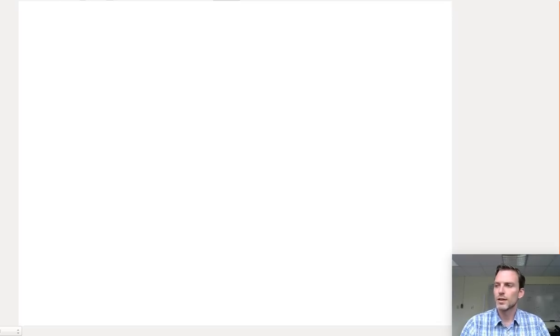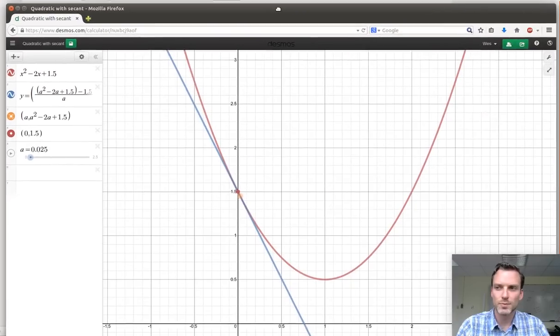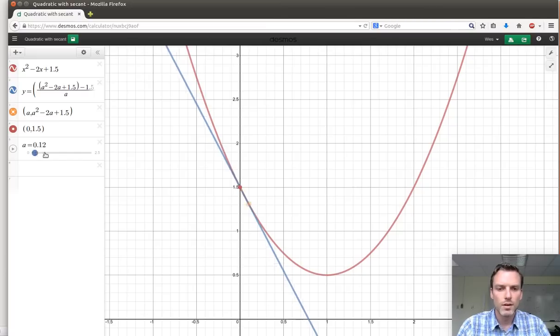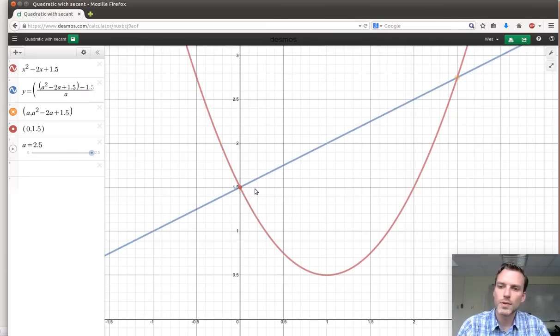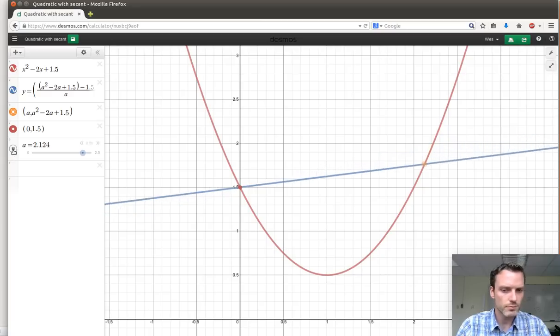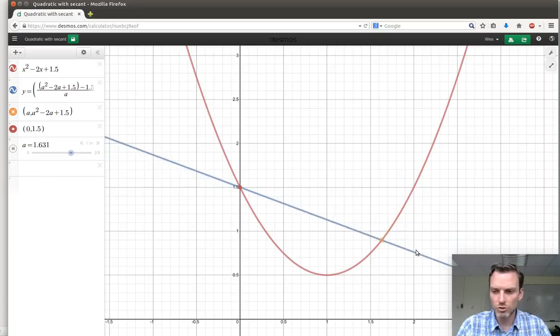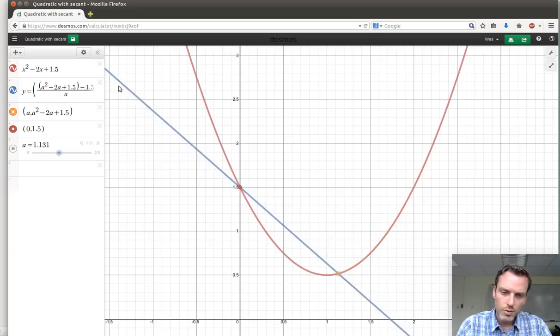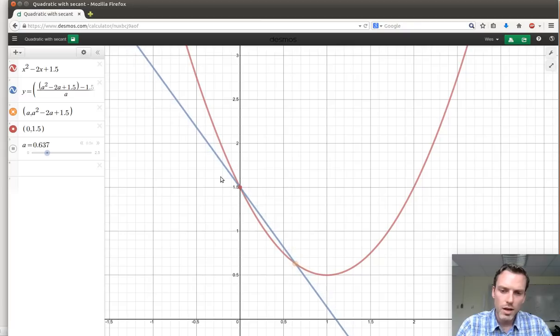Take a look at this demonstration I whipped up on Desmos. Here's our function and our secant line. Here's the point we're interested in, so we want to know what the function is doing at this point or near this point. And here's the other point of our secant line. Watch what happens. I'm going to move this point closer and closer to this point, but watch what happens to the secant line. The slope is changing, but you notice the secant line is getting to be a better and better approximation for that function at that point.